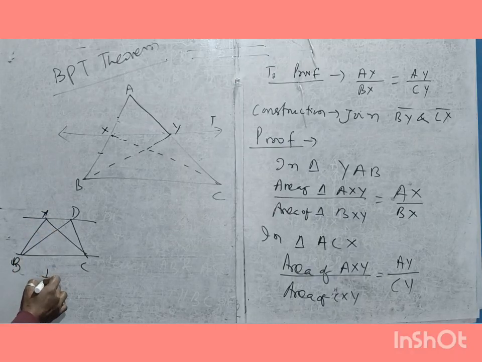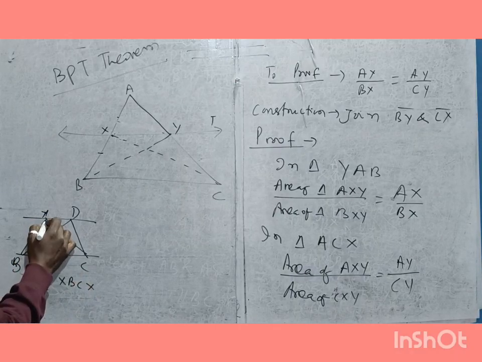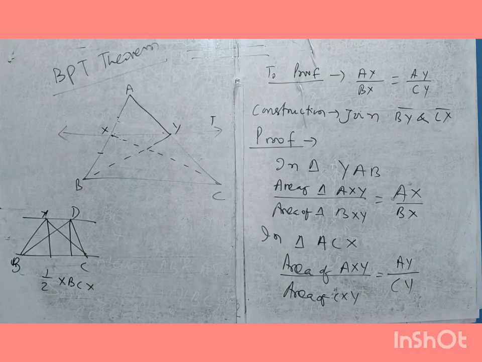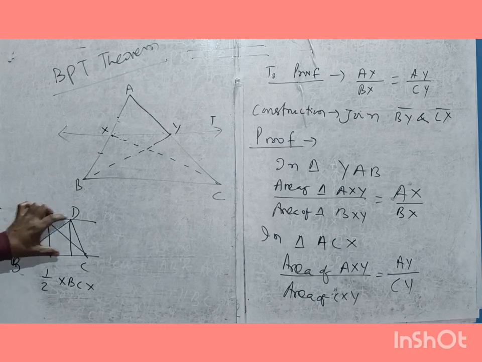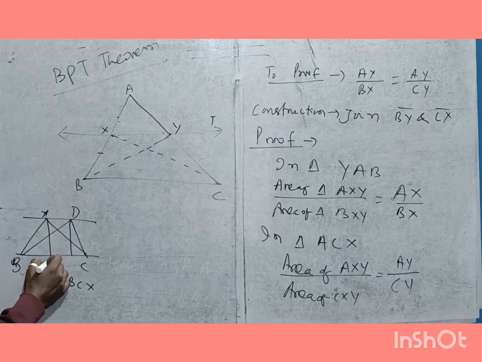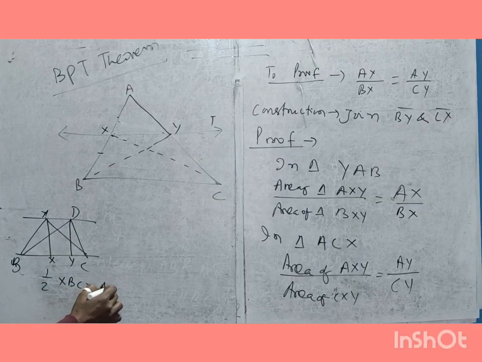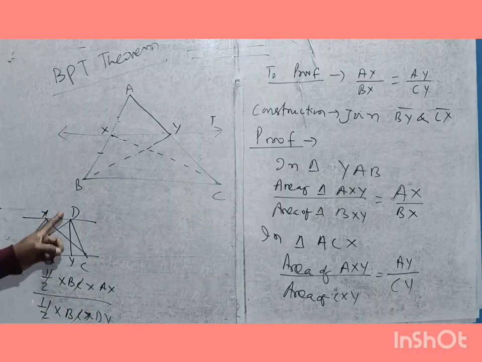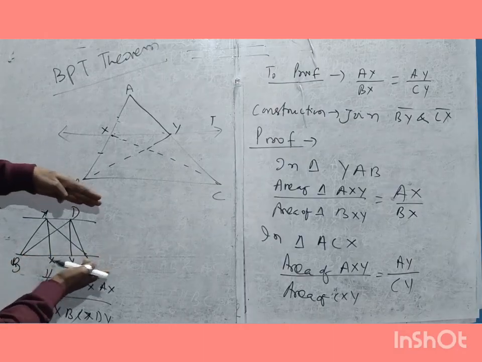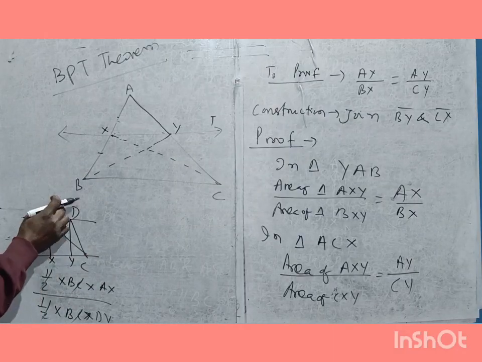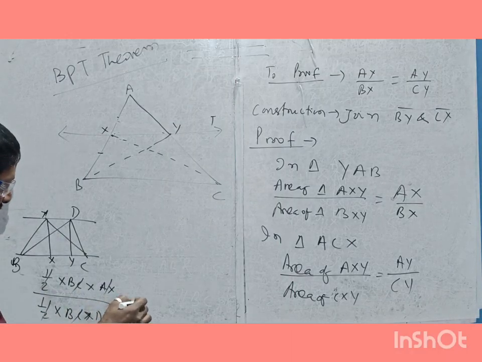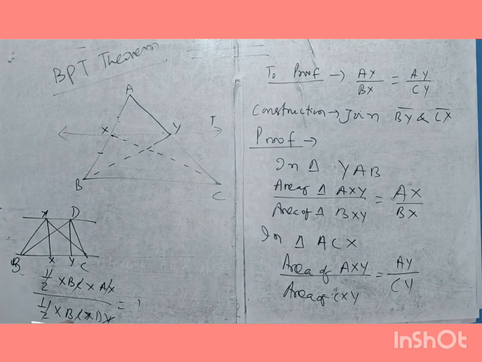The area of ABC will be how much? Half into BC into this and this. These two are same because they are parallel lines. The distance between two parallel lines is always same. So if this is AX and this is dy, half BC into AX and half BC into dy, BC cancel, half cancel, and AX is dy because the distance between two parallel lines is always same. So this is also same. So now this will be applied here.